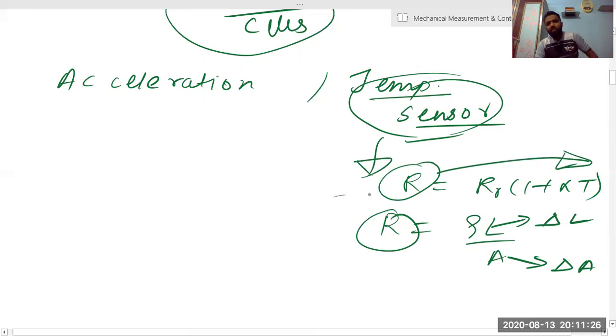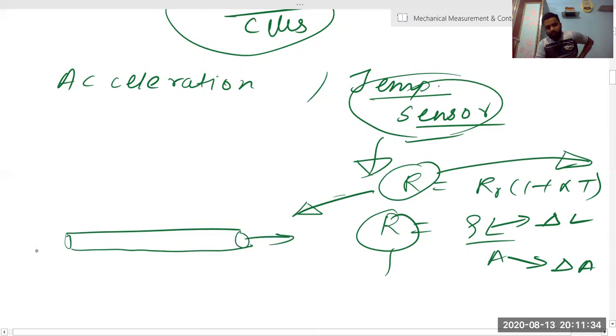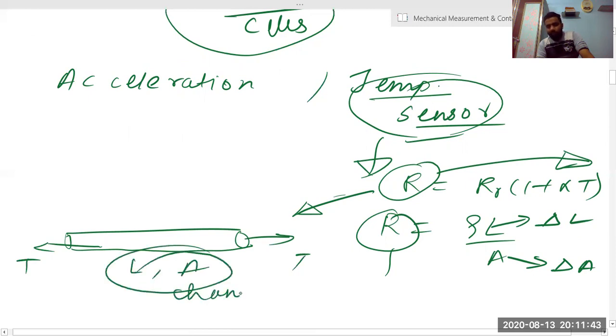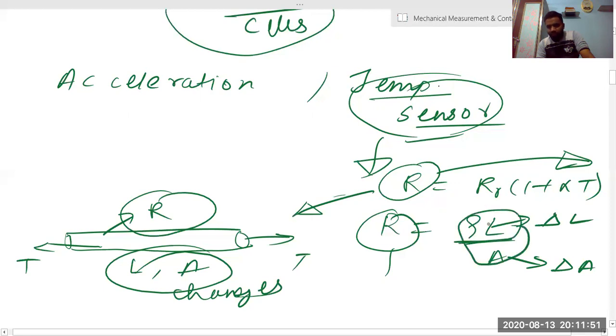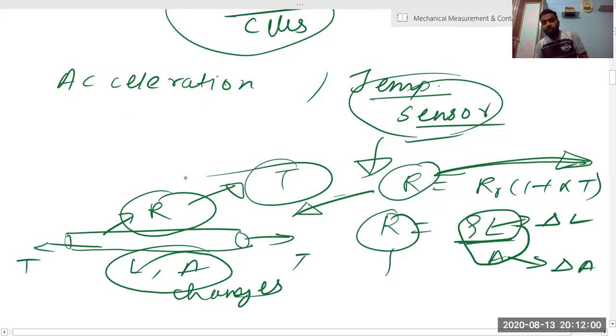Suppose this is my wire, which is used as a strain gauge, and now I am applying some force on this wire. When I apply some force, what will happen? The length and the cross-sectional area of this wire change, and automatically the resistance of the wire will change due to the presence of all these parameters. And since resistance is related to temperature, it will lead to a change in temperature. So it is actually used to measure the temperature. You'll see this in detail in the coming topics.